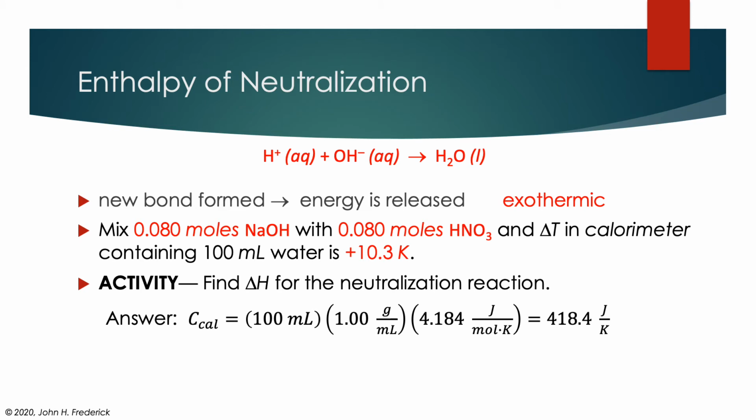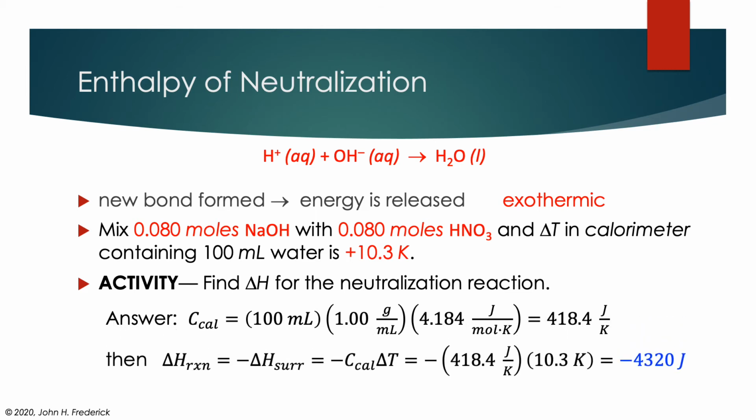The heat capacity of the calorimeter is going to be based on its total water, 100 mL. Now we need to convert that to grams. Water has a density of 1 gram per mL, and it has a specific heat capacity of 4.184, so when we multiply all of this together, we'll find that the heat capacity of the calorimeter is going to be 418.4 joules per Kelvin. Once we have that, we can now calculate the enthalpy change for the reaction.